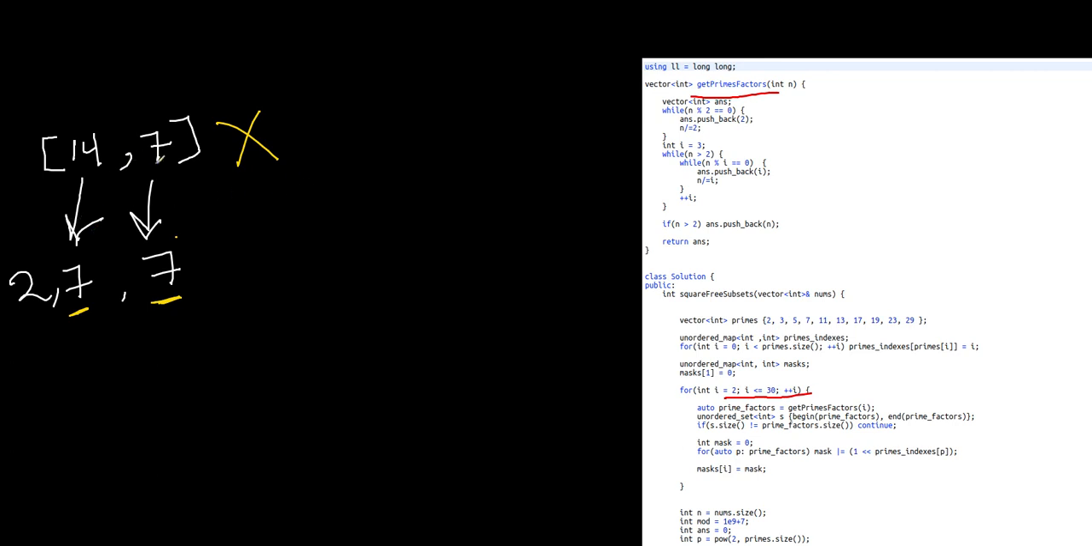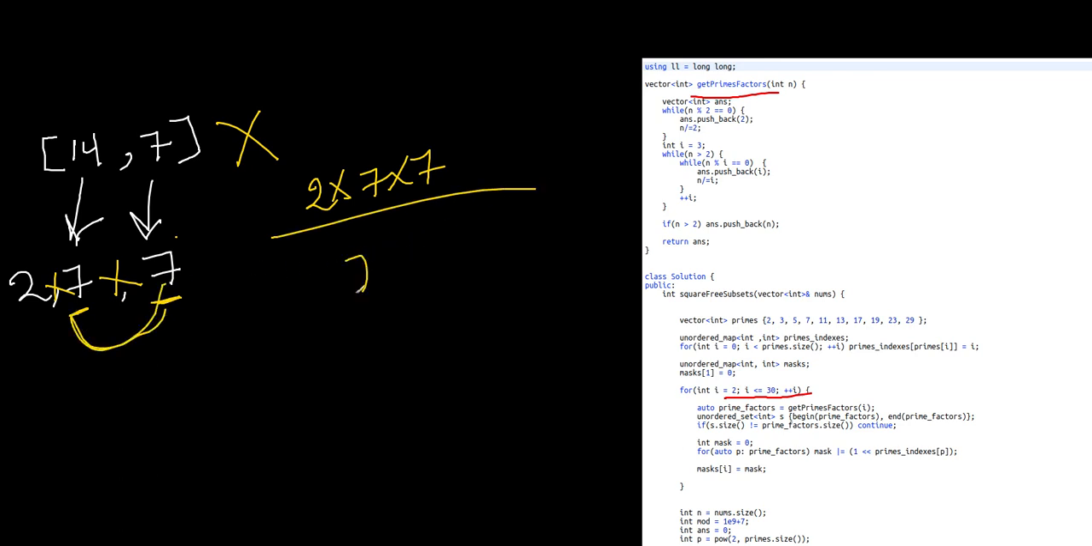That's because the product of all numbers in the subset, which is 14 multiplied by 7, which is also 2 multiplied by 7 multiplied by 7, is divisible by a square number, 7 multiplied by 7.